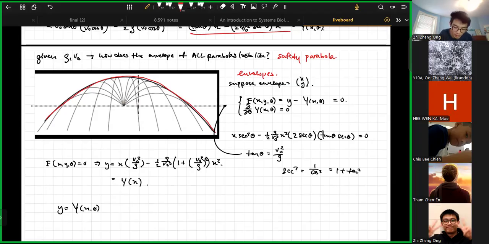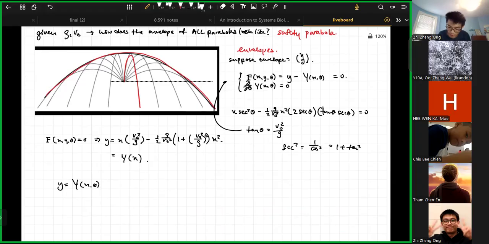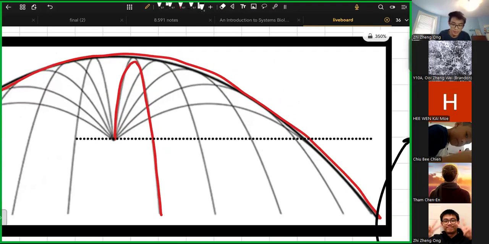To find which parabola corresponds to this point on the safety parabola, given that I'm at this coordinate x, the envelope is gonna be the supremum. It's gonna be the highest point of all the thetas. So you can look at this parabola. Oh sorry, I erased it. Let me just zoom in real quick. Unlock the zoom so it can be consistent.